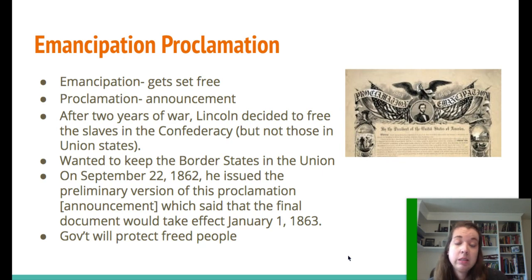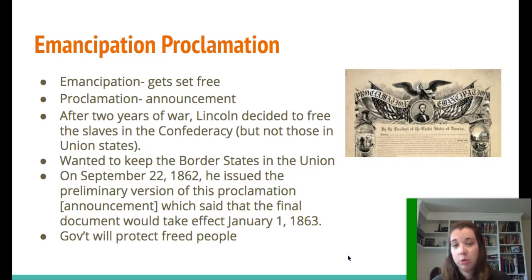Now, a proclamation is an announcement. So basically, Emancipation Proclamation is just a fancy way of saying a freedom announcement. So after 2 years, Lincoln decides to free the slaves in the Confederacy, but not those in the Union states. Because remember, people are still super racist, and they might leave and be mad that everyone's getting their freedom. There were some slaves in Union states. So, interesting thing there. Also, border states. We know the border states are the states in between. They're like the buffer zone.